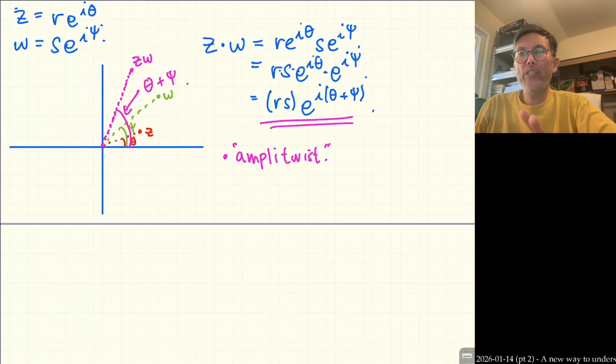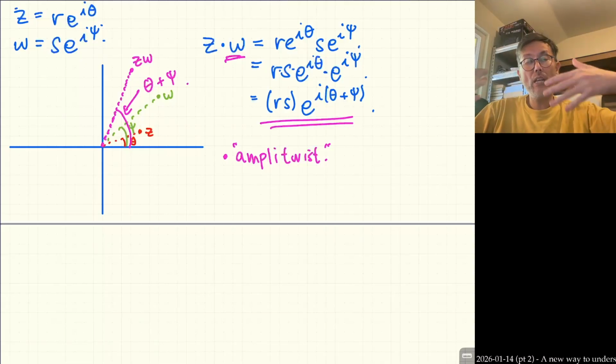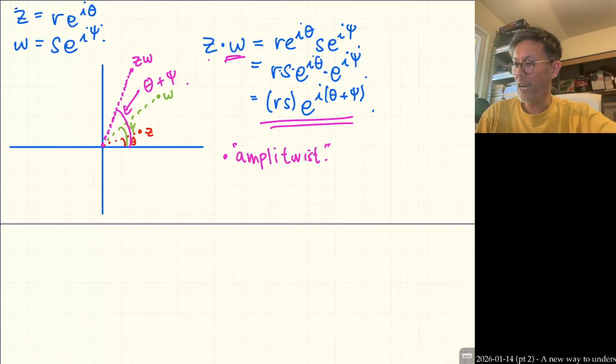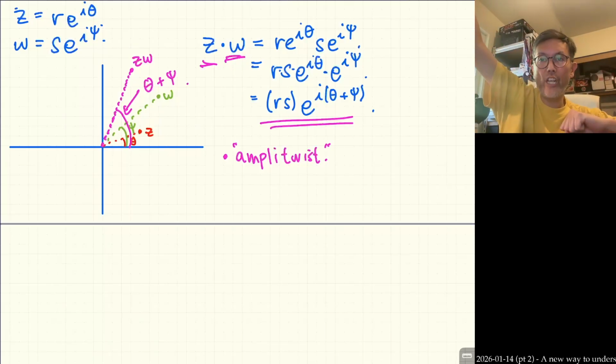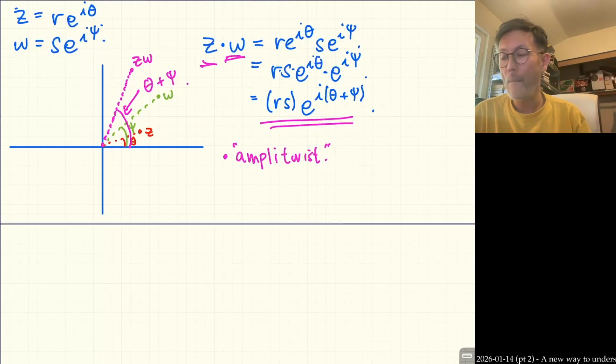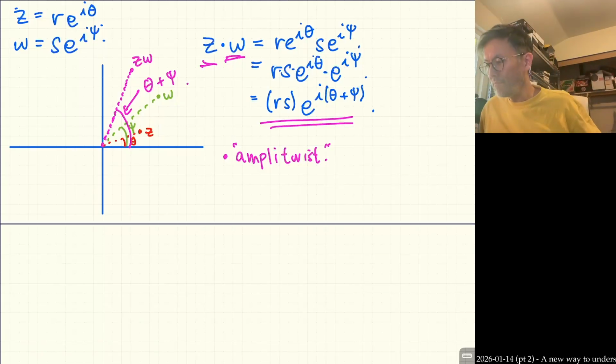Right? So if you imagine a fixed complex number w, and you imagine the impact of multiplying a complex number z by w, then what you end up seeing is a rotation in the angle of z by the angle associated with w, and then a multiplication or amplification in the modulus of z by the modulus of w. This is the idea. So that's an Amplitwist.